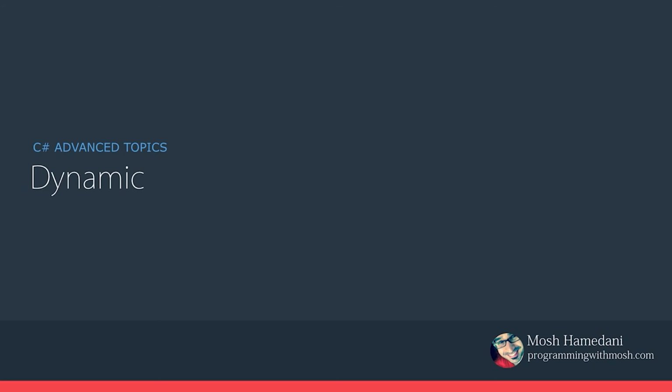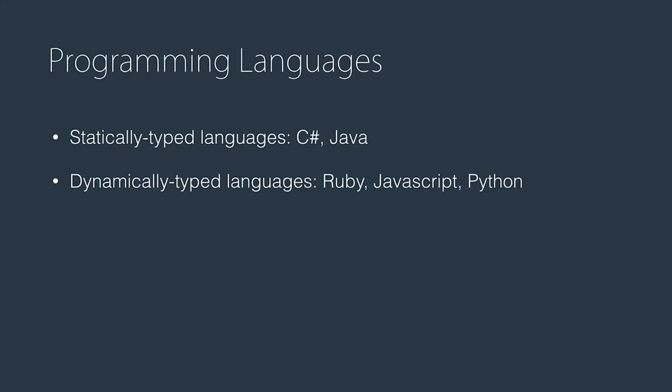Okay, dynamics. Dynamics is one of the features of C# that sometimes confuses some developers, but it's actually pretty easy. Let me give you some background information. Programming languages are divided into two types: statically typed languages and dynamically typed languages. Or in short, we can say static languages or dynamic languages. Examples of static languages are C# and Java. Dynamic languages are like Ruby, JavaScript, Python, and so on.